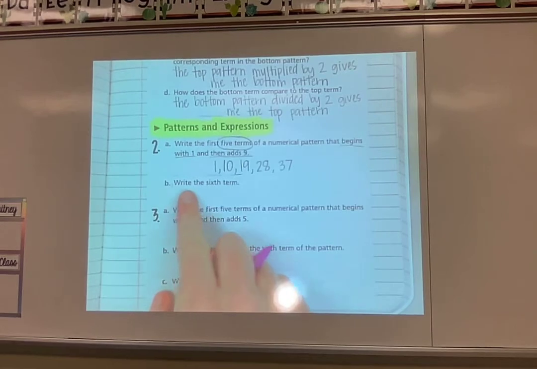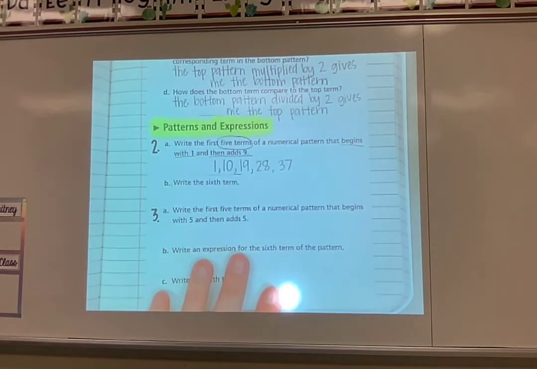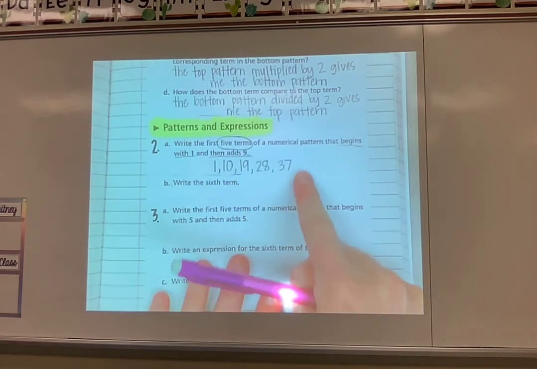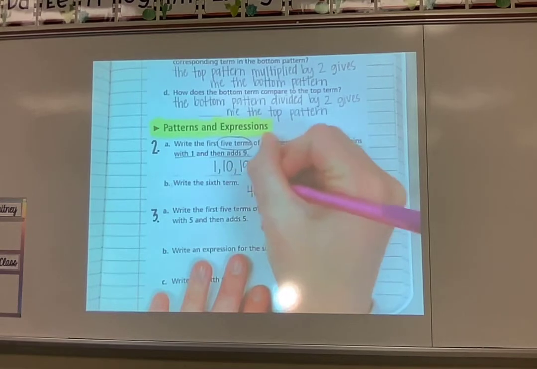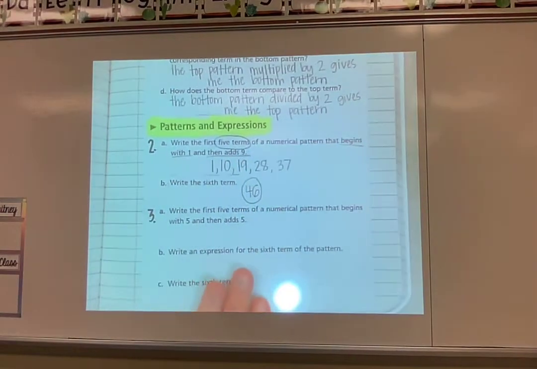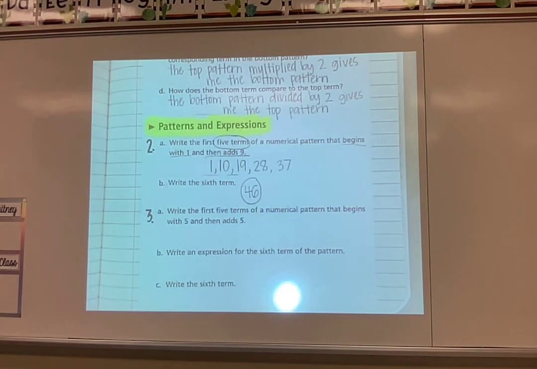Letter B just says write the 6th term. So they're saying if we kept going, the 6th term would be, well, we already have 5 here, so the next one would be the 6th one, and if I added 9 more, it would give me 46. Just following those pattern rules that they're giving me and using that to make my pattern and answer their questions.